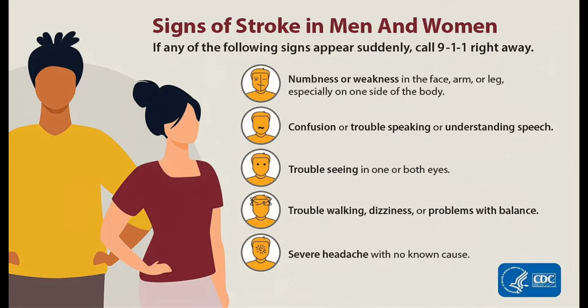A cerebral vascular accident, or CVA, is a stroke. Signs include facial droop, arm drift, and slurred speech. Always check a blood glucose level, as hypoglycemia can mimic a stroke.